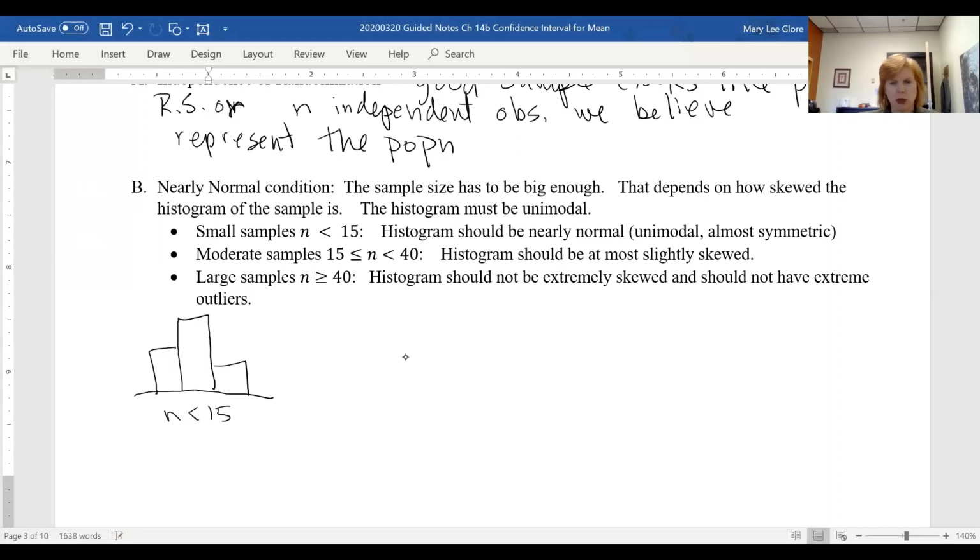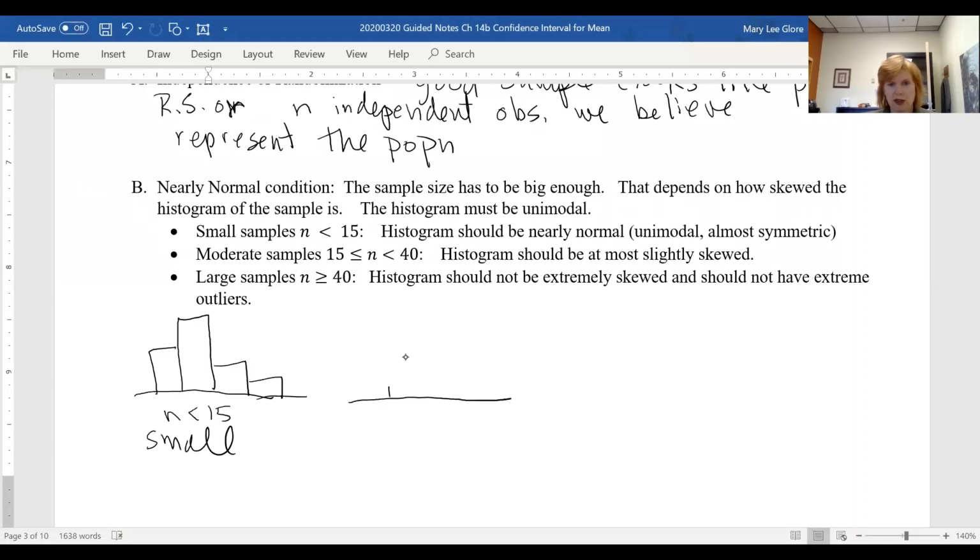If n is less than 15, I want something like this. It needs to be unimodal and almost symmetric. I might even have one of these, that might be good too. As long as it's not skewed, we've got no big gaps, nothing like that, as long as it doesn't have way more bars on the right side than on the left side, then we're pretty good. Now let's say it's between 15 and 40. That's a moderate sample. This is called a small sample.